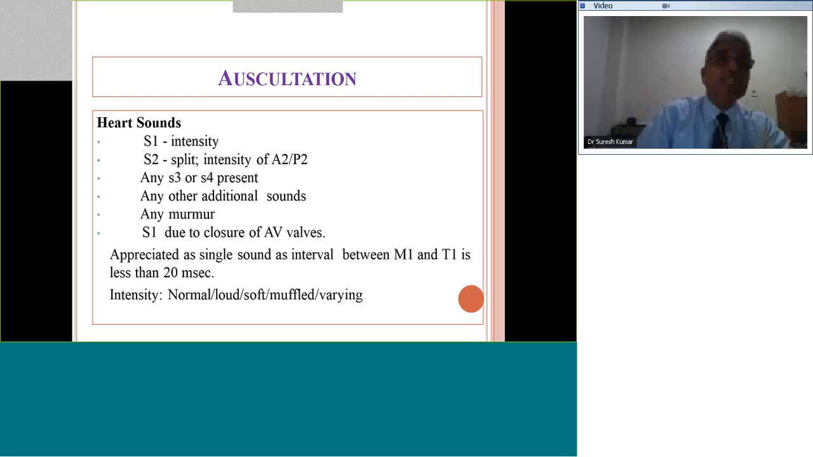The other feature of the first sound that you want to know is its intensity. Is it normal? Is it loud, soft, muffled, or are the different sounds varying between different cycles? Is the intensity varying?